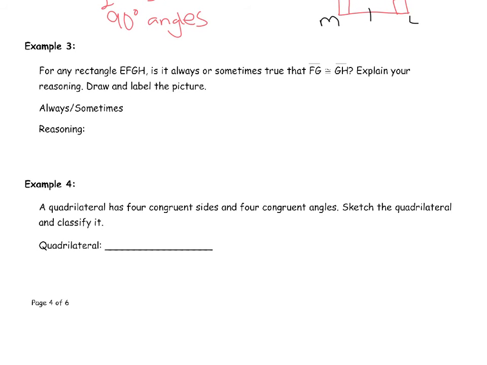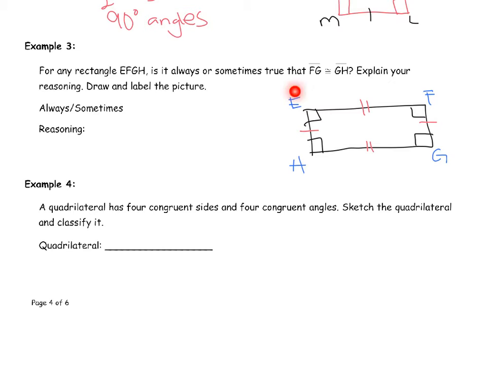Example 3. For any rectangle EFGH, it is always or sometimes true that FG will be congruent to GH. Explain your reasoning, draw and label the picture. Picture time. Alright, so there's my picture, and we're looking at FG being congruent to GH.